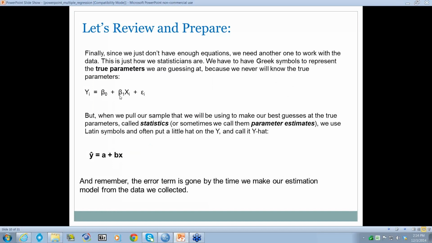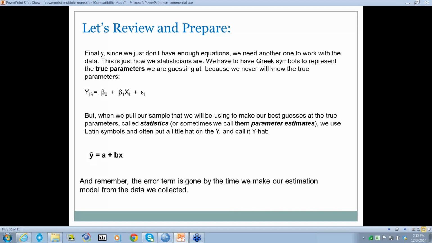Okay, so when you have these Greek letters here, these are the things you're trying to estimate that are, in fact, the true things that you never know. Then what we do is we go out and we collect our data, and then we have statistics. We also call them parameter estimates because we're estimating these things with the data that we pull. So whenever we do that, we use Latin. So we have regular letters here, A's and B's and Y's.